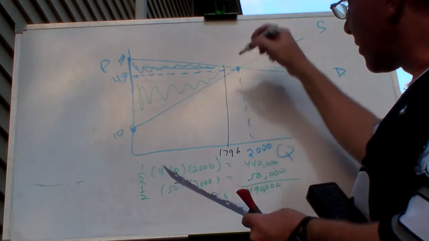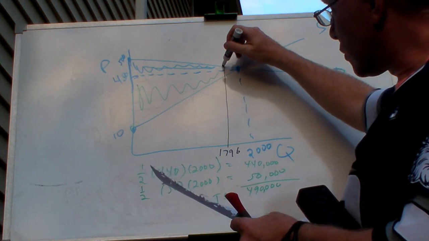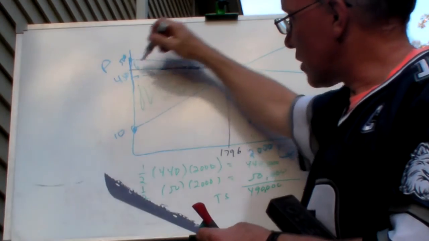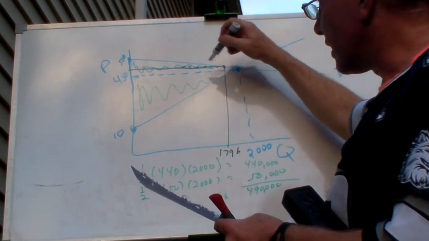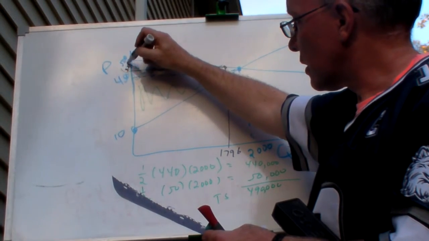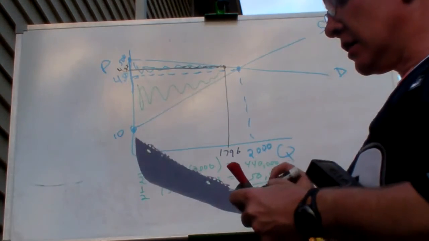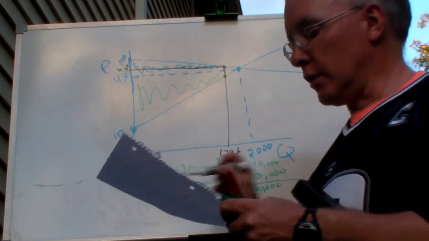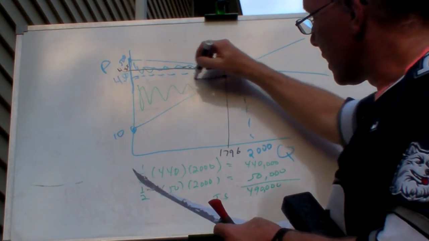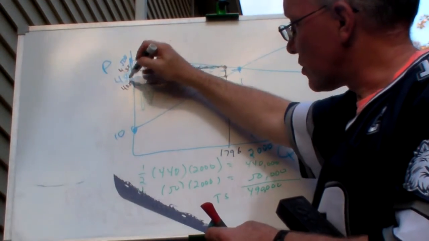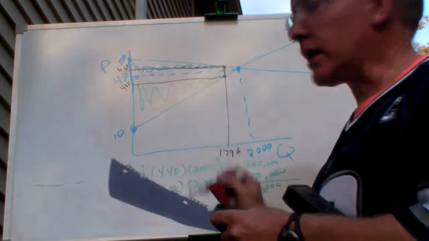And at this quantity, the price on the demand curve for the quantity demanded of 1796 is going to be 455. And the price on the supply curve for the quantity of 1796 is 405. And then, of course, they're $50 apart. Remember, it's the $50 excise tax.